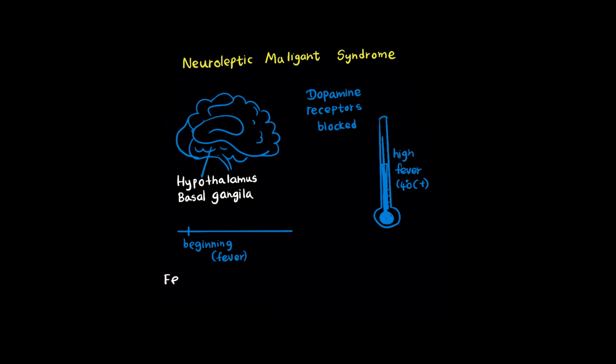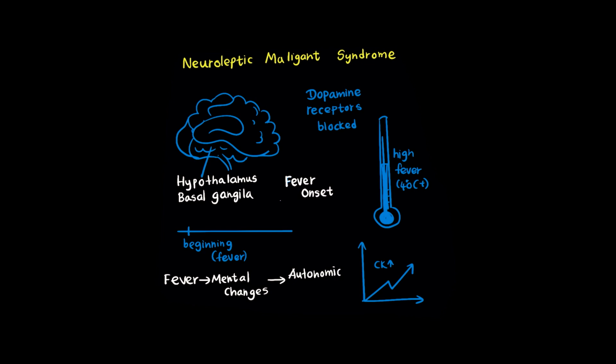Mental status changes follow: confusion, agitation, or catatonia. Then comes the characteristic lead pipe muscle rigidity from basal ganglia dysfunction. Finally, autonomic instability develops with blood pressure fluctuations, tachycardia, and diaphoresis. Laboratory findings include elevated creatine kinase from muscle breakdown. Early recognition when fever appears allows prompt discontinuation of the antipsychotic and supportive care. The correct answer is fever onset because it's typically the earliest sign of neuroleptic malignant syndrome, preceding other manifestations.